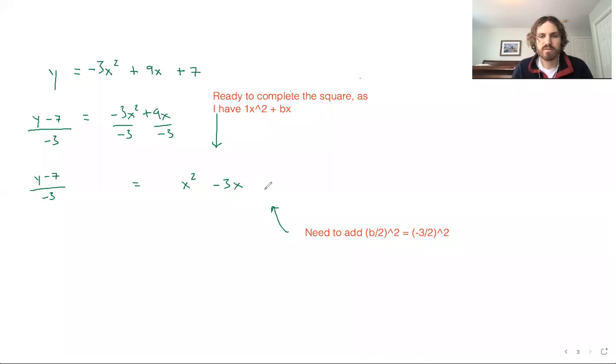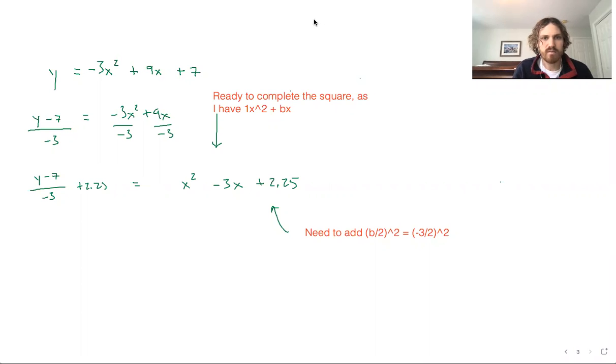Now -3 over 2 is -1.5. When you square 1.5, you get maybe 2.25. I'm really bad with decimals. Let's see here. What is 1.5 times 1.5? 2.25? Oh, well. Anyways, we're going to add plus 2.25 to both sides, plus 2.25.